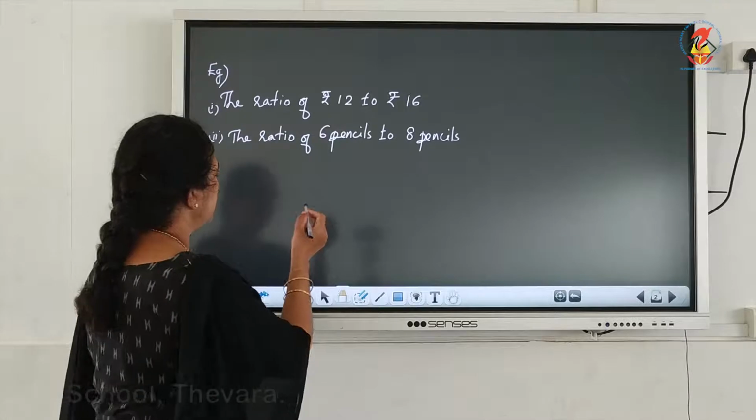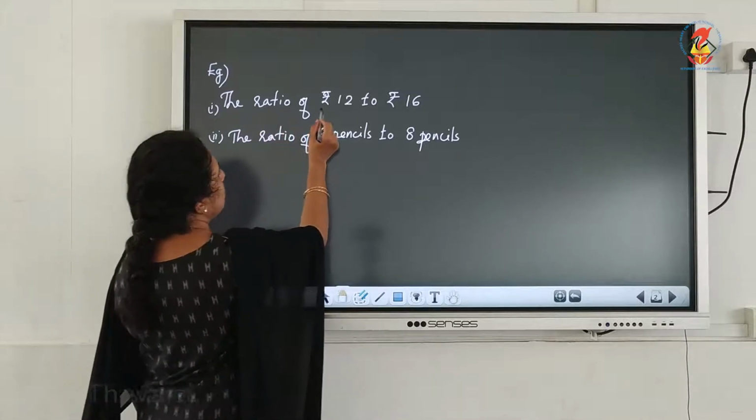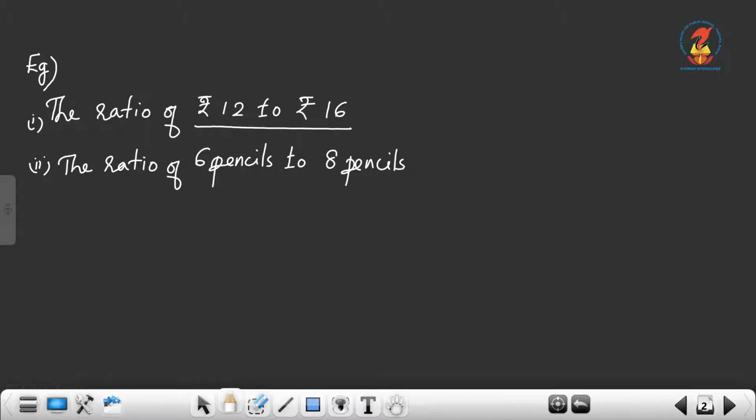Look at that. The ratio of rupees 12 to rupees 16. How can we write it? We can write it as 12 is to 16. Now 12 is to 16, we can write in fraction form, 12 by 16. Can we reduce it to the lowest form? A ratio should be expressed in the lowest form, so we have to reduce it.